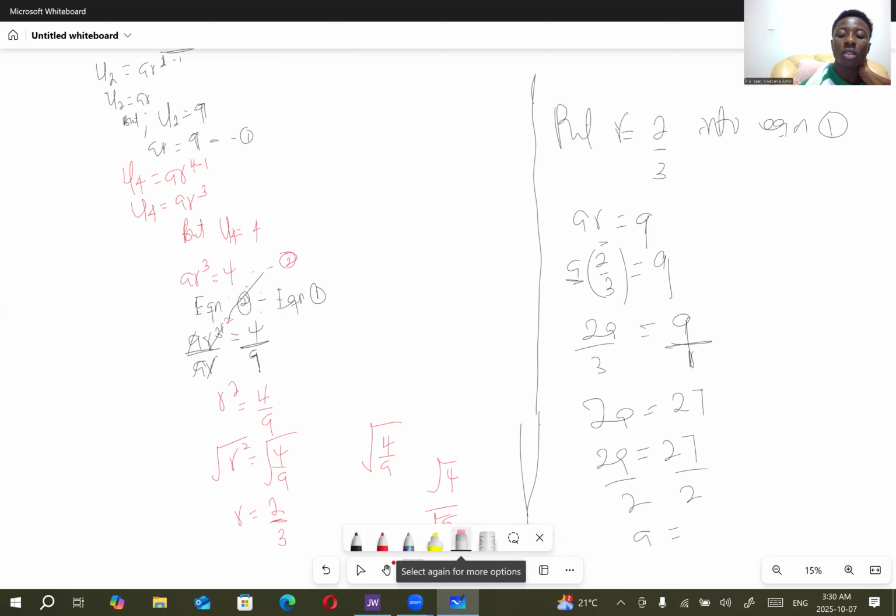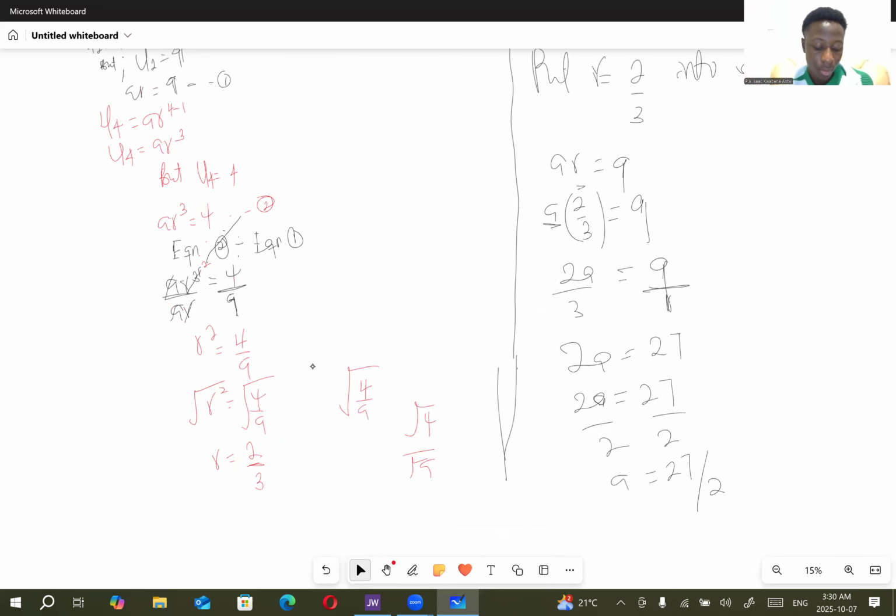A is equal to what? Check for me. 27 on 2 is what? 10.5. No, I want the fraction. 27 over 2. It cannot be reduced further. So let's leave it at that. If you want decimal, you can do that.